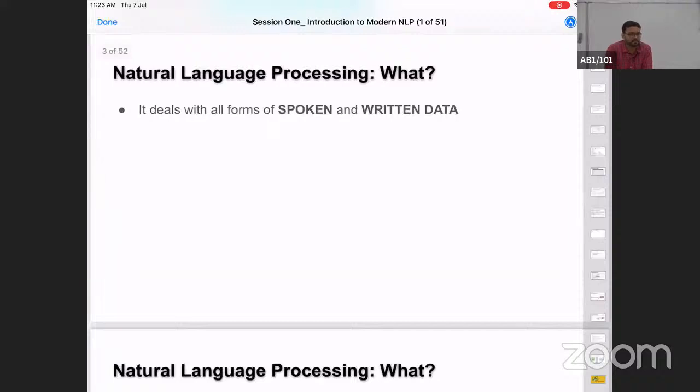Let us now see what I mean by natural language processing. A very simple question could be, what is natural language processing? NLP deals with all forms of spoken and written data. Whatever you are speaking and whatever you are writing, everything can be processed, or at least to some extent understood, with NLP technologies. We'll see what these NLP technologies are in a short while.